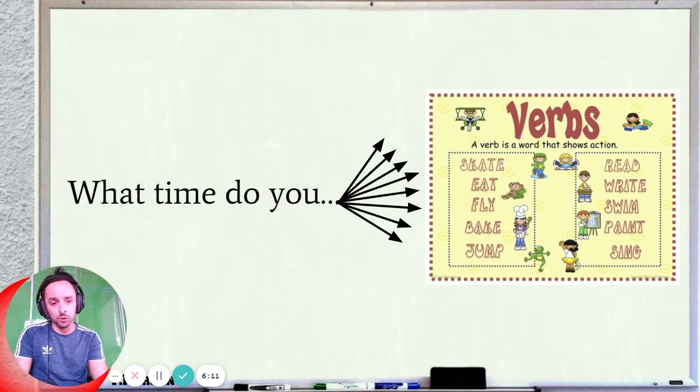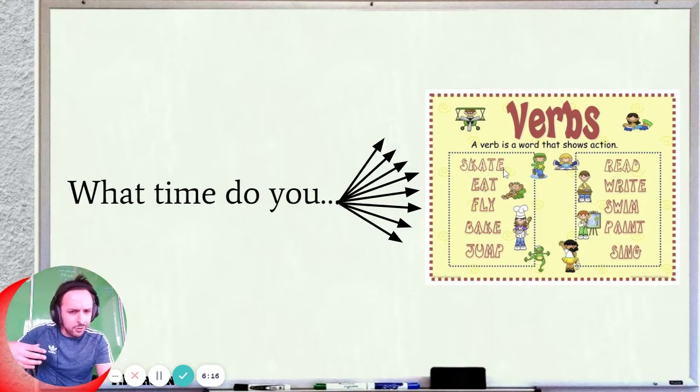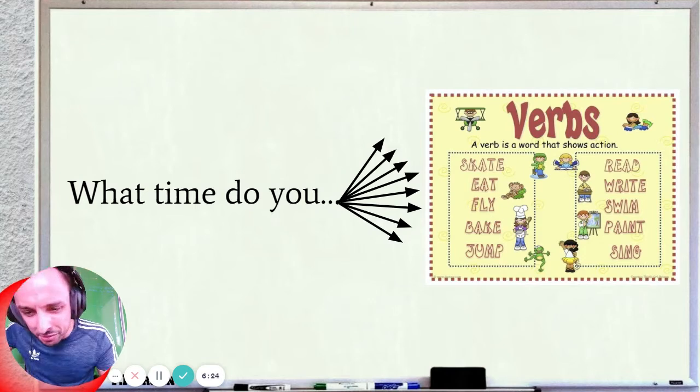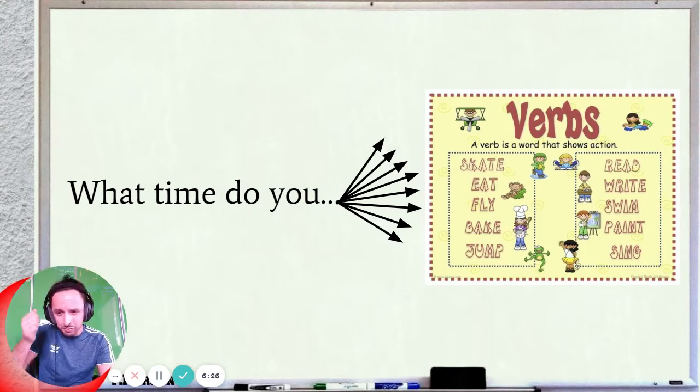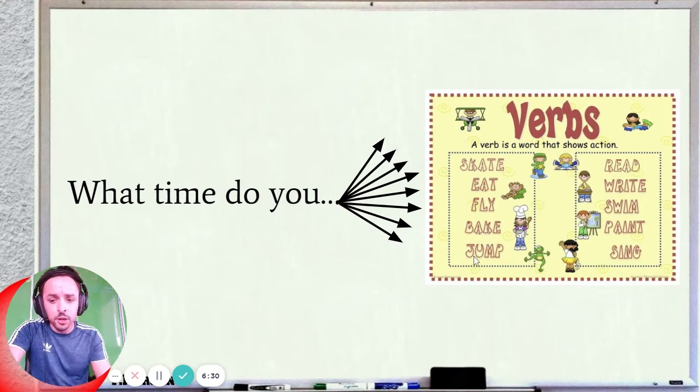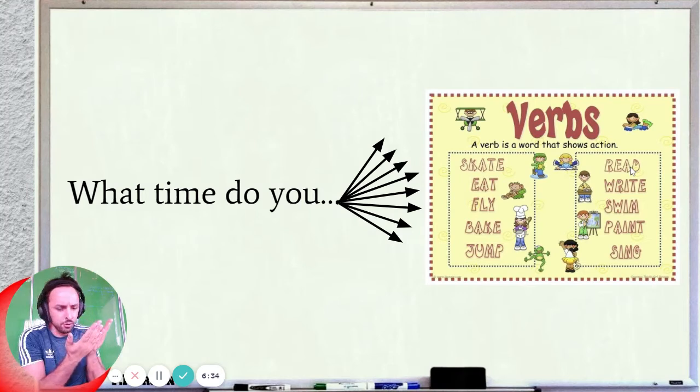Verbs are things you do, like skate. You can ice skate. Eat, that's something you do. Fly. Maybe you can't fly, but some animals can fly, or when you're on an airplane, you fly. Bake, like you bake a cake. Jump. Read, like read a book.